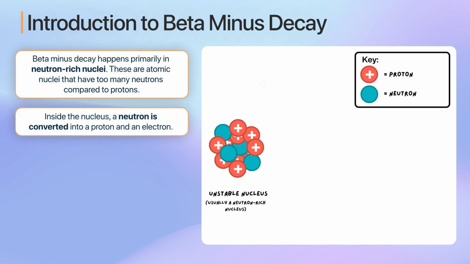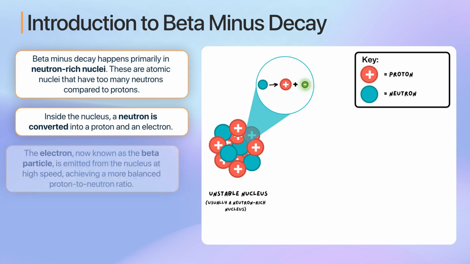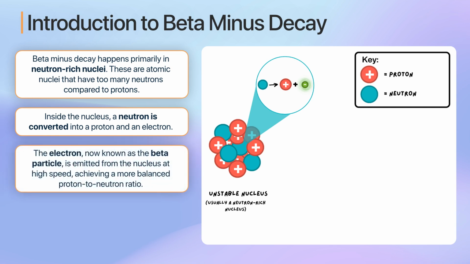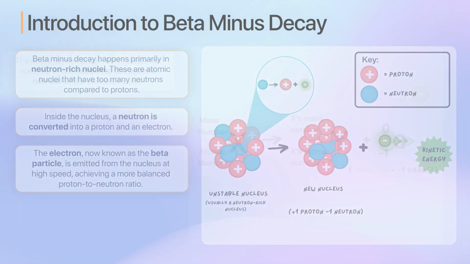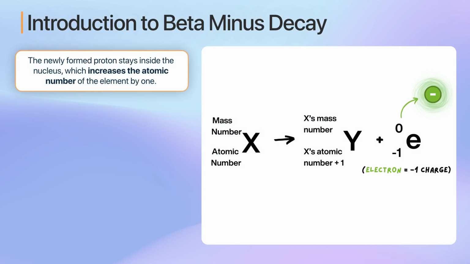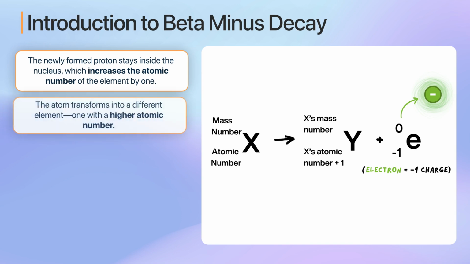Inside the nucleus, a neutron is converted into a proton and an electron. The electron, now known as the beta particle, is emitted from the nucleus at high speed. This emission helps the nucleus become more stable by balancing the ratio of neutrons to protons. The newly formed proton stays inside the nucleus, which increases the atomic number of the element by 1. This means that the atom transforms into a different element, one with a higher atomic number.